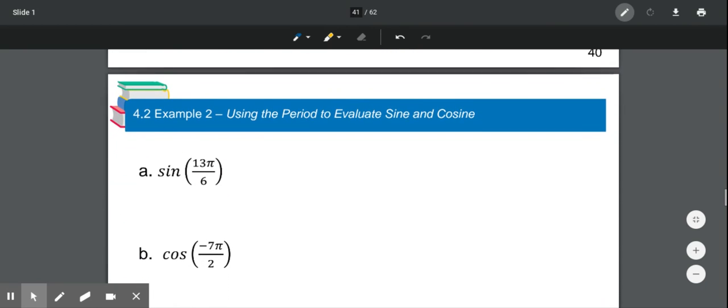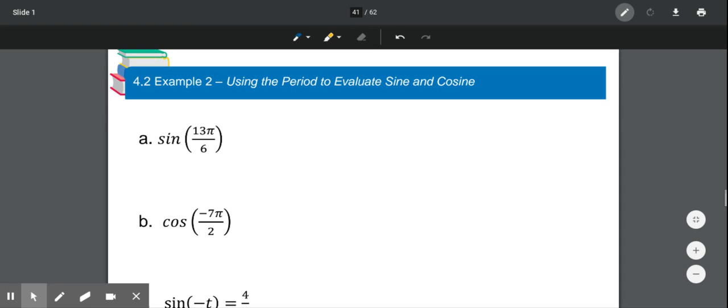So here we're using the period to figure out the exact value of the sine of 13 pi over 6. So 13 pi over 6 is bigger than one rotation. What might be easier is to subtract 2 pi from that, so if we unwound it one full rotation, we would have 13 pi over 6 minus 12 pi over 6, which would give us pi over 6.